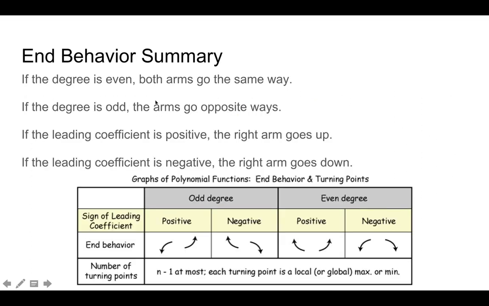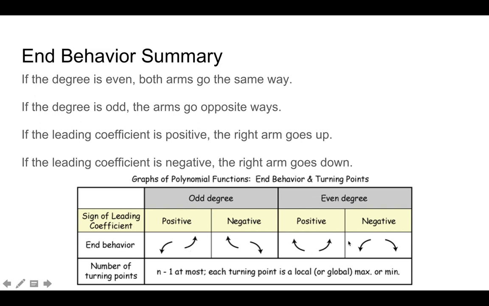Here's the easiest way to remember all this. Here's a nice summary. If you have an even degree, your arms go the same way, either both up or both down. Even degree, they both go the same way. Odd degree, you get one of each, one up and one down. If you have a positive leading coefficient, no matter what, your right arm goes up, and if it's negative, your right arm goes down. The other one depends on whether it's even or odd.